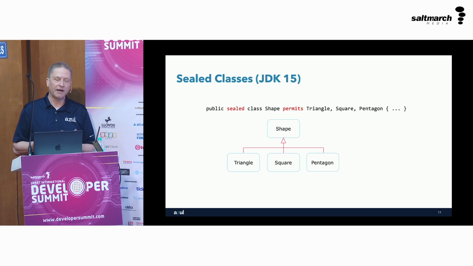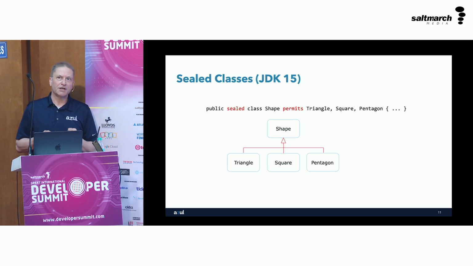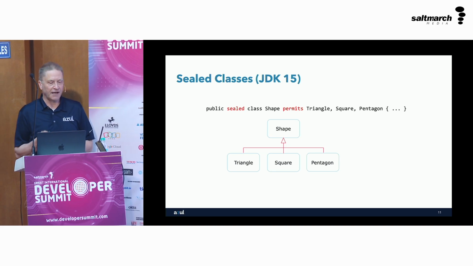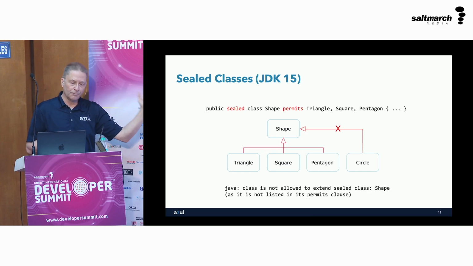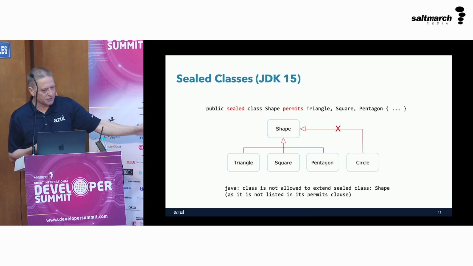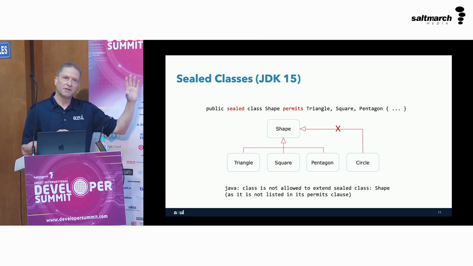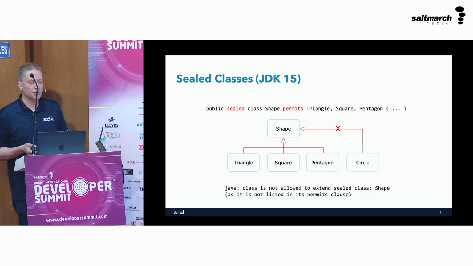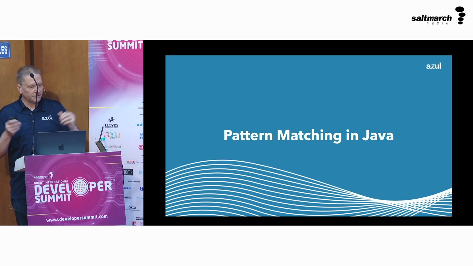Everything works quite happily in our code. If somebody were to come along and say, oh, I like that shape class, I want to have a circle as a subclass of that, because it's not declared in the permits clause, the compiler will say, no, you can't do that. Class is not allowed to extend sealed class Shape. It's not listed in the permits clause. So you've now got restrictions over what you can do there, and that gives us the idea of restricted type hierarchies. Right, let's get on to the pattern matching side of things.